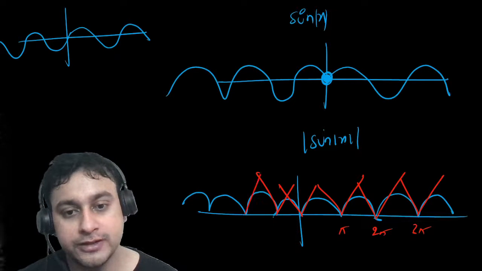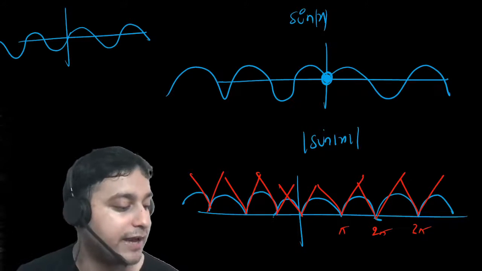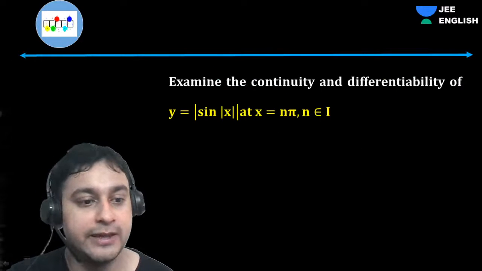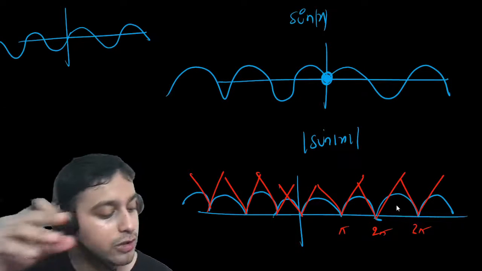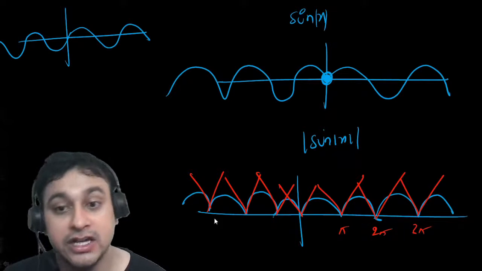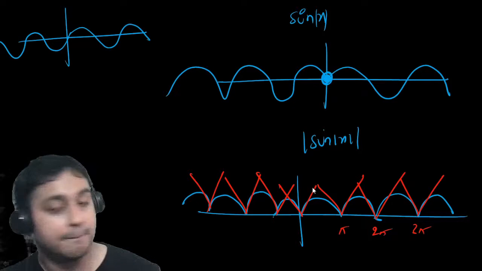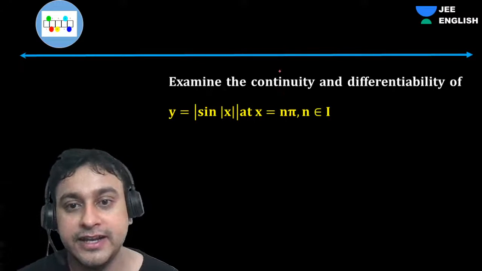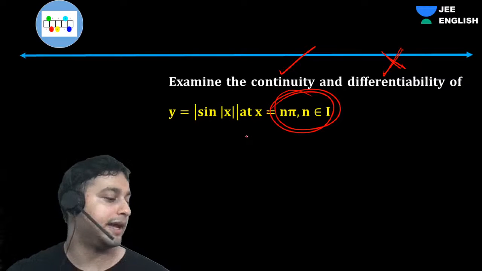And then guys, if you do this again, you will be getting what? At all integral multiples of pi, the function is non-differentiable, right? It will obviously be continuous. The graph is not breaking, but it would not be differentiable. So from the graph, we can definitely say that mod of sine mod x is continuous at all integral points, but not differentiable. It is continuous but not differentiable at integral multiples of pi.